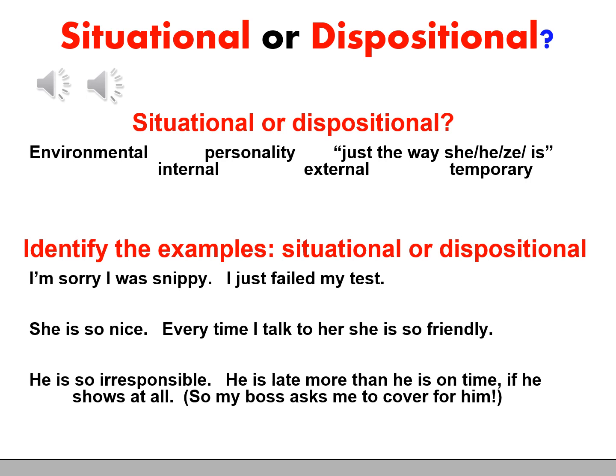So how many of the terms under situational and dispositional here did you come up with? Environmental, personality, maybe the phrase "just the way he or she or they is." "They" is a gender neutral term. Did you use the word internal or external? Or maybe the word temporary?